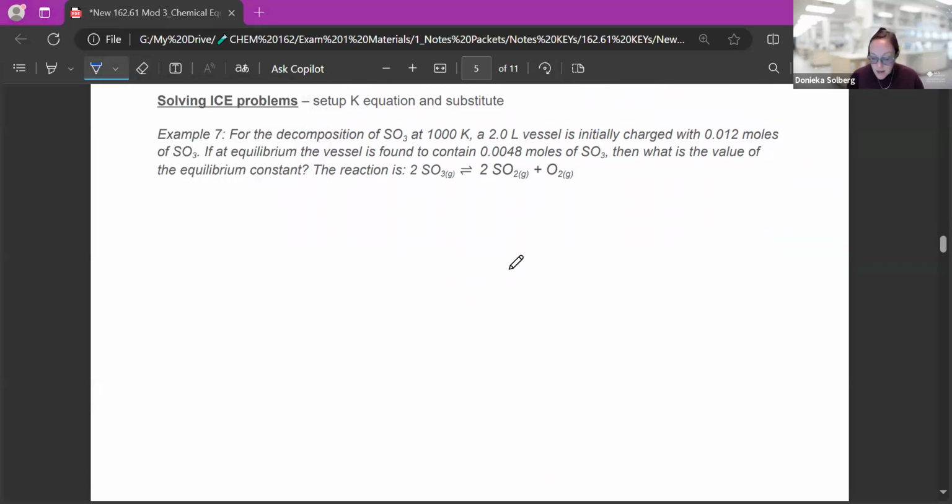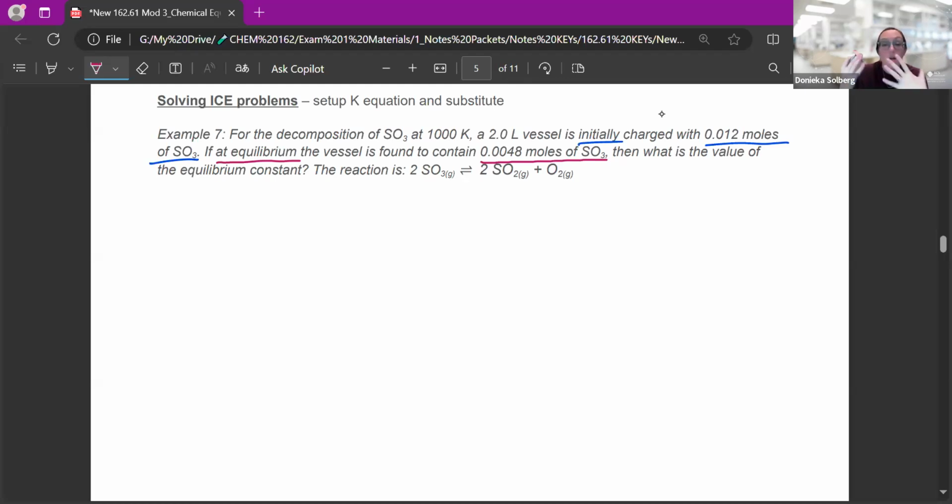Now, for the decomposition of SO3 at 1000 Kelvin, remember, we're not changing the temperature right now. I don't actually need that temperature. I just have to say it because I'm keeping it constant. A 2-liter vessel is initially, that's an important word, charged with 0.012 moles of SO3. So that is initial. Next sentence, if at equilibrium, so this is a different place, at equilibrium, it is found to contain this many moles of SO3, then what is the value of the equilibrium constant?